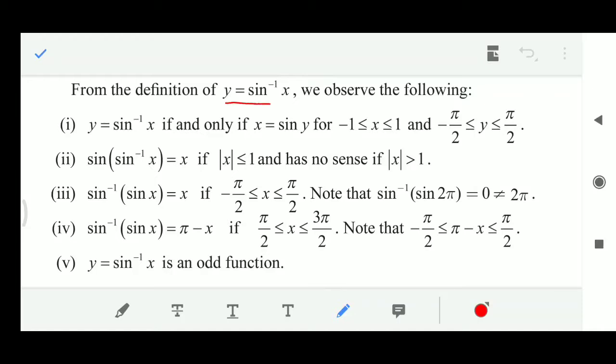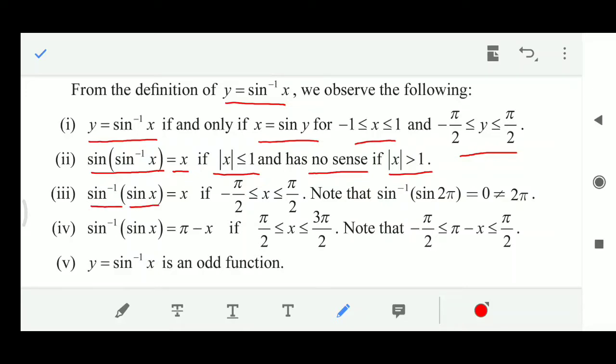The first point is y is equal to sine inverse of x if and only if x is equal to sine y. Here the domain of x is minus 1 to plus 1 and the range is minus pi by 2 to plus pi by 2. The second one is sine of sine inverse of x is equal to x if modulus of x is less than or equal to 1, and modulus of x greater than 1 has no sense, that means x cannot be greater than 1. Then the third one is sine inverse of sine x is equal to x if x lies between minus pi by 2 to plus pi by 2.